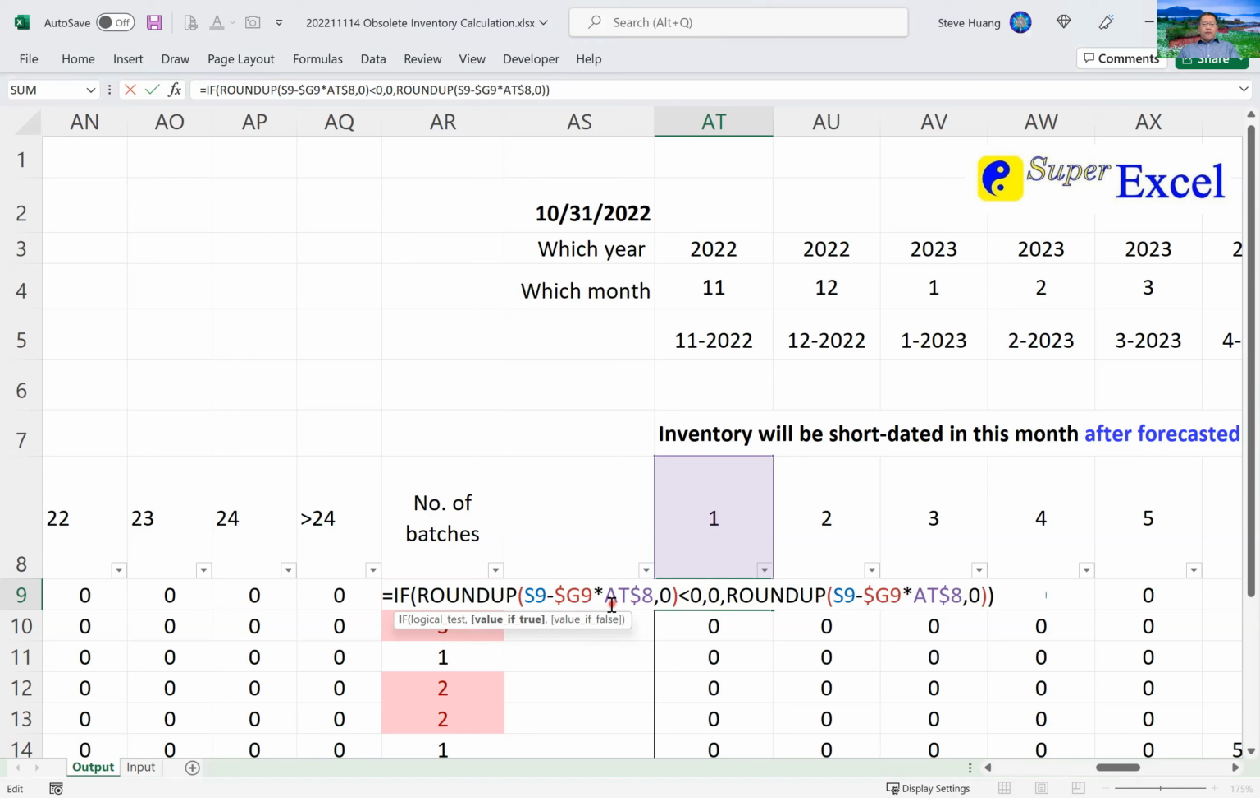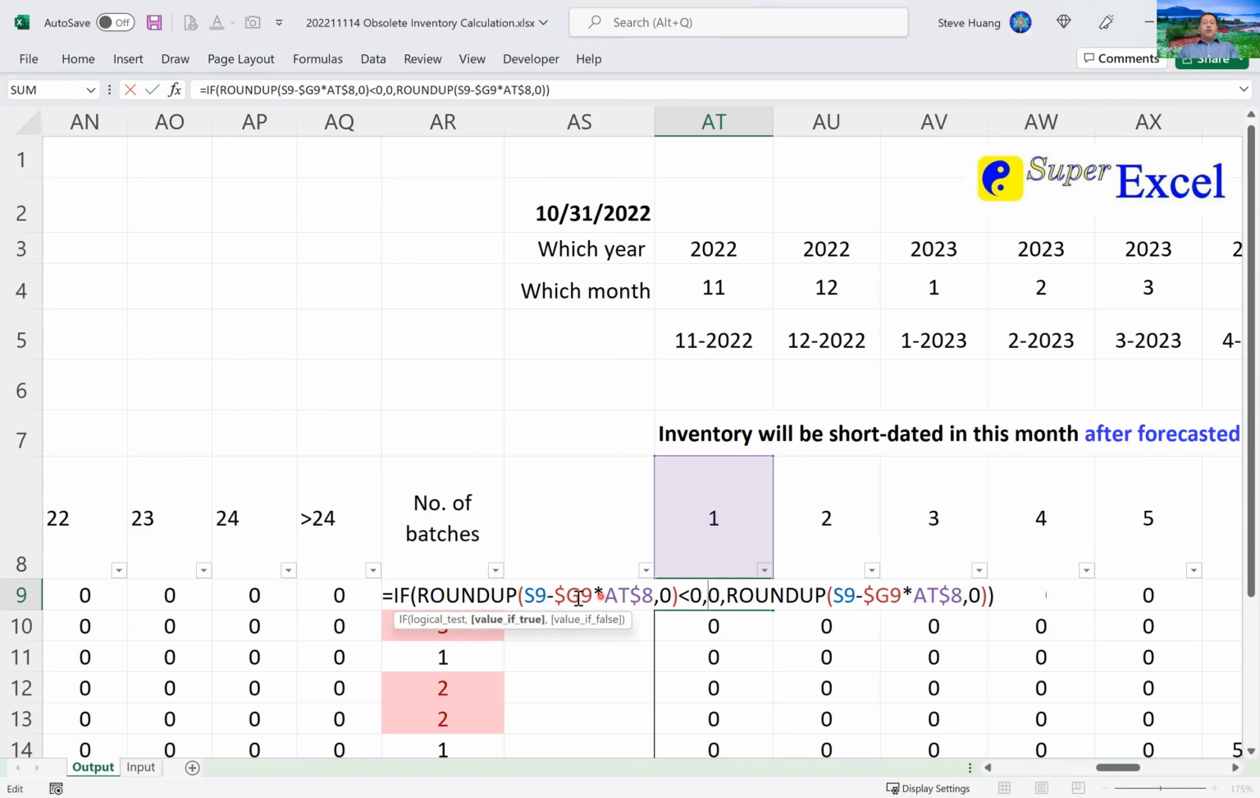When it's not negative, that means you have more inventory than what you needed within those months. And then you will have that leftover portion, which will be short-dated in that month, which you want to show, which that result won't return by this if function. So the logic here is all fine, but we don't necessarily need to do this with an if function.